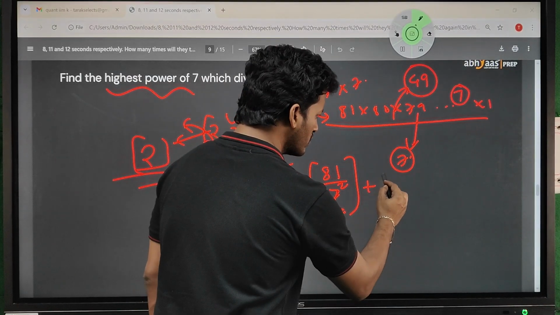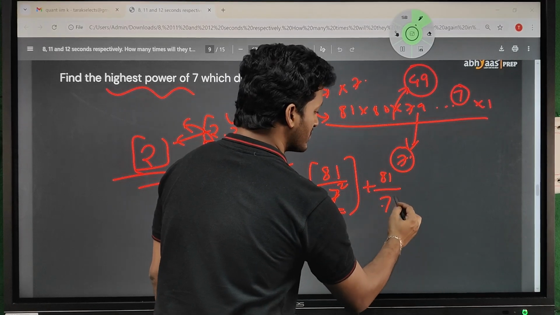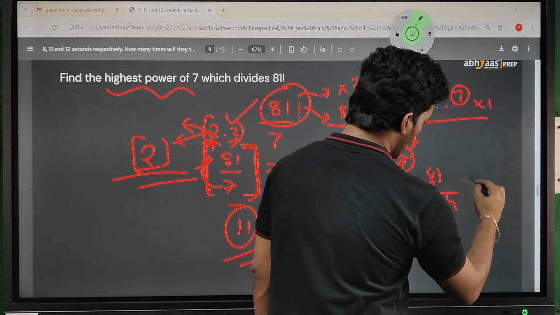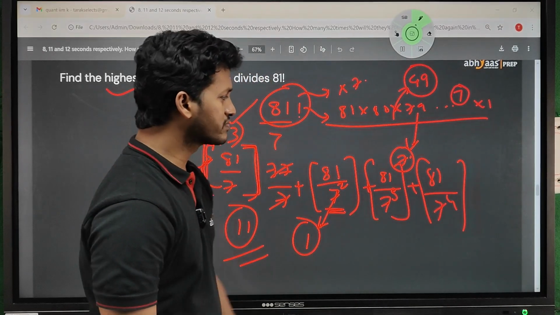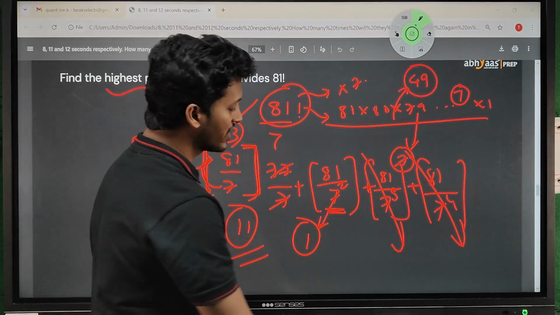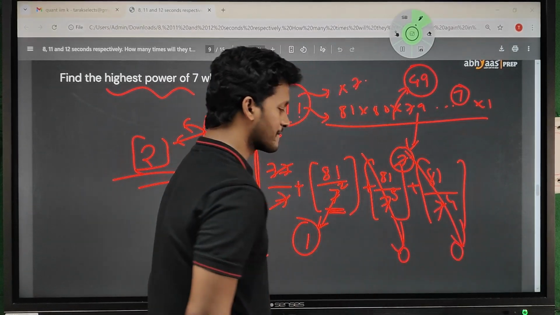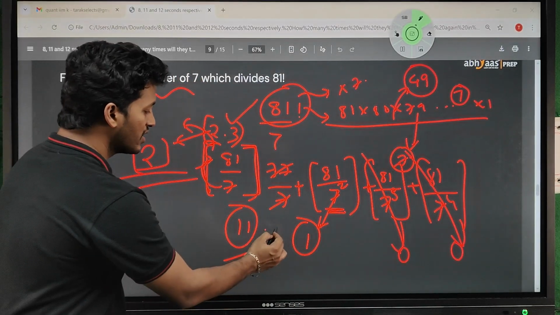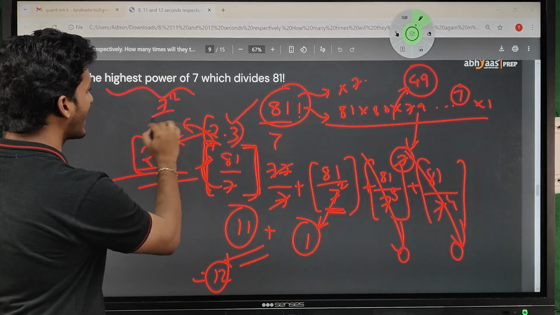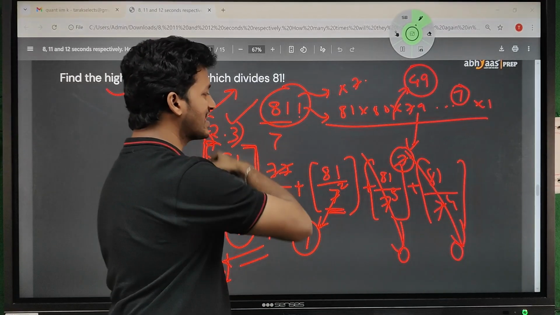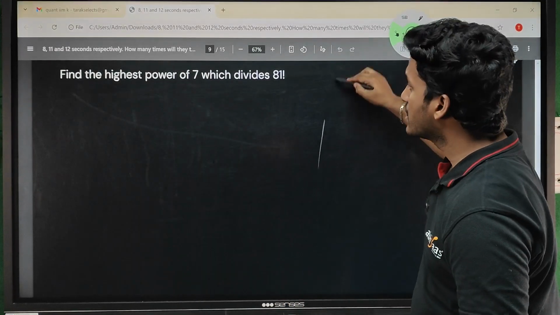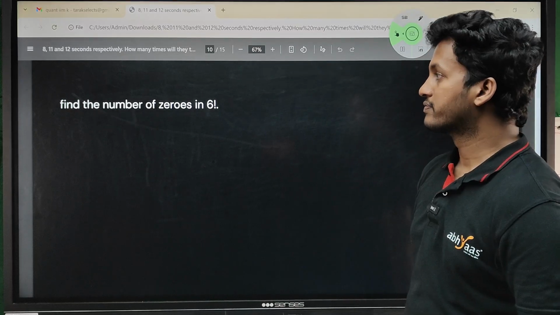So I have to continue, from 81 divided by 7 cube plus 81 divided by 7 power 4. But for my dismay, it doesn't have any value, because these are integer functions, so they end up as zeros. So I got 11 plus 1, 12 sevens, or 7 power 12. That is the highest power of 7 that divides 81 factorial exactly. Okay, let's move to the next things in this model.